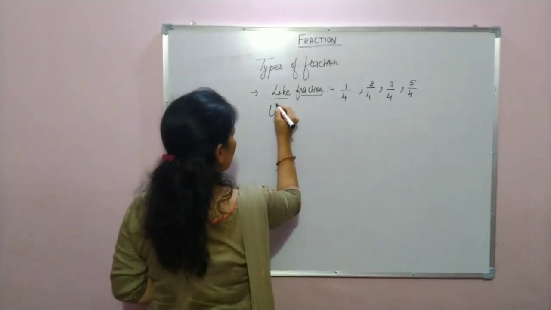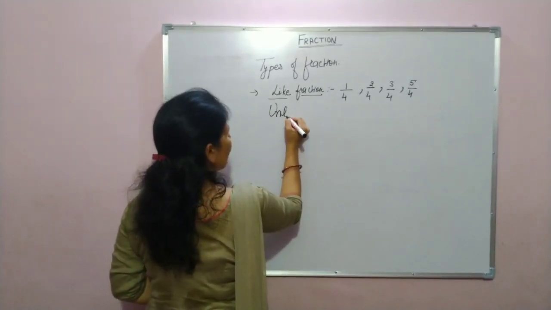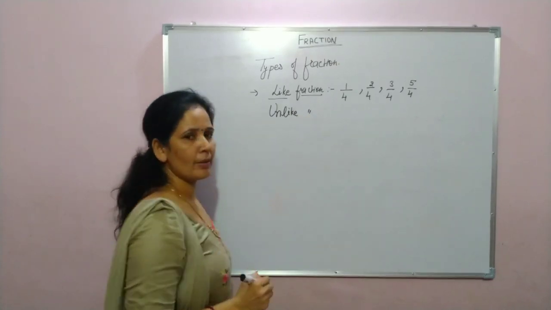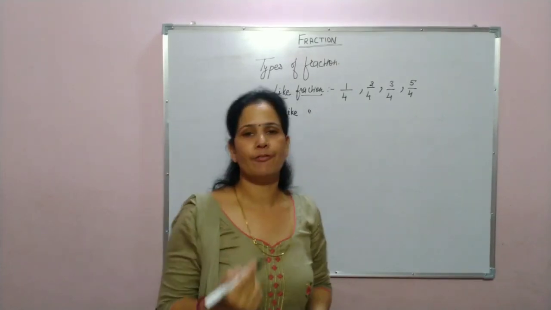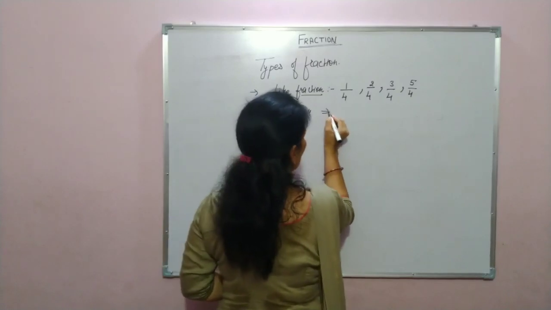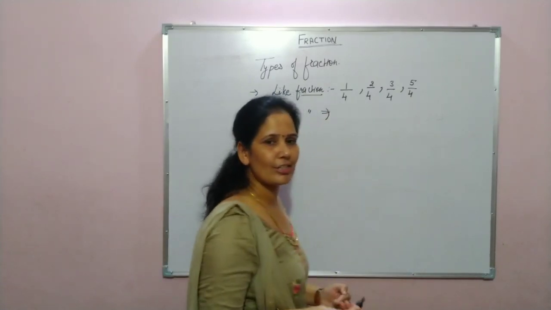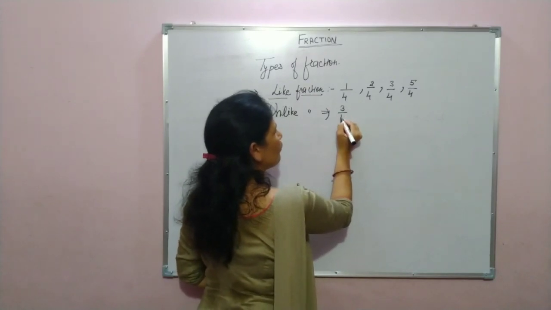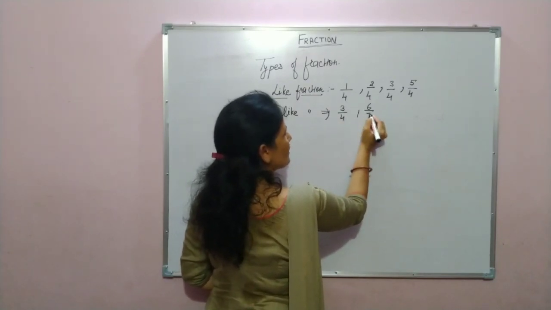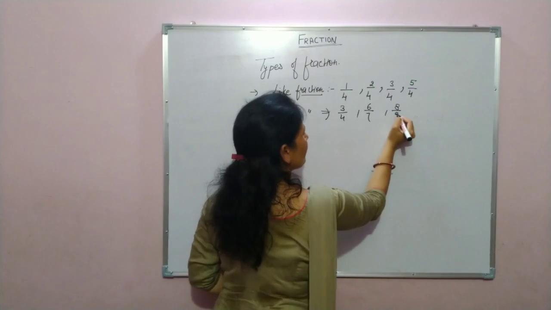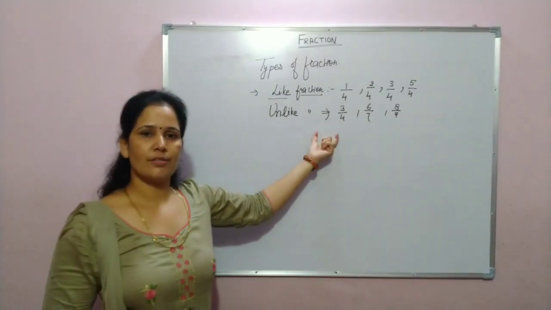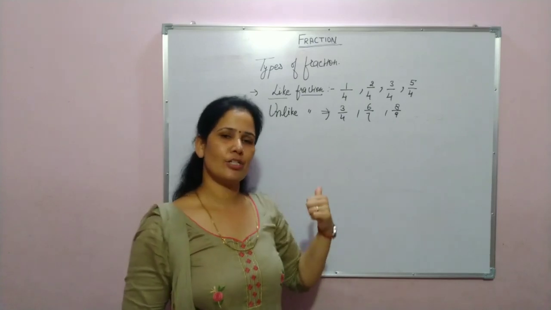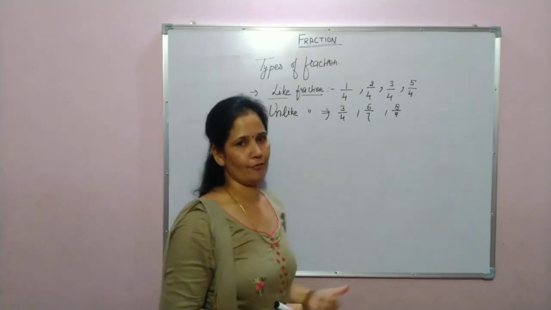The second type is unlike fractions. Unlike fractions means the denominator is different. So if the denominators are different, we call the fractions unlike fractions. For example, 3 by 4, 6 by 7, 8 by 9. We observe in these three fractions that all the denominators are different. So these are called unlike fractions.